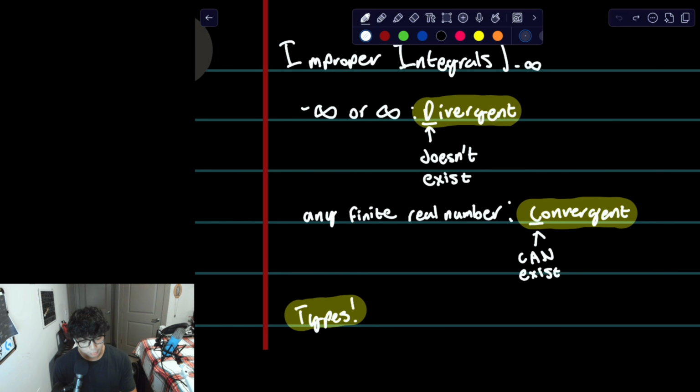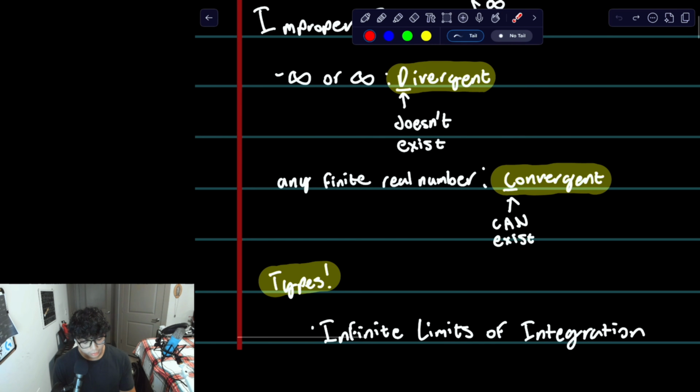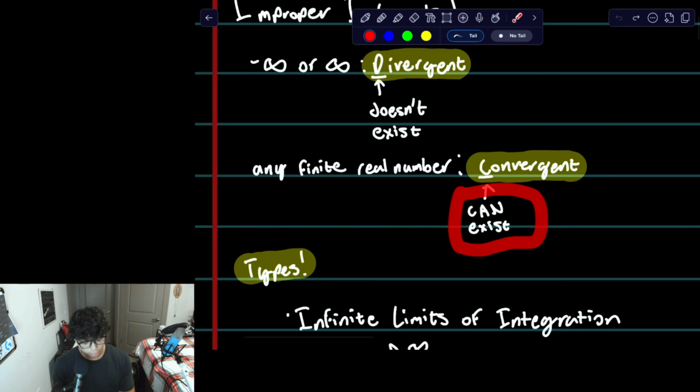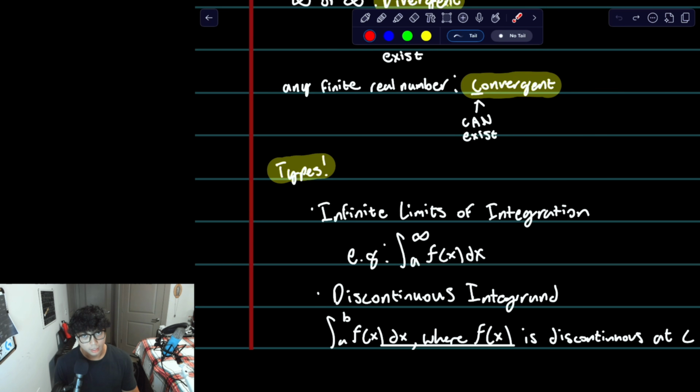And the way I would like to remember that is that there's a D in divergent for doesn't, and then any finite real number, such as for example 5, is convergent, which can exist, which you can determine by the C in convergent. And so that's how I like to remember them.